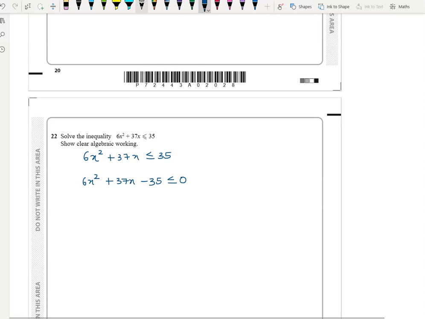To work it out, we'll take the function 6x square plus 37x minus 35 equal to 0 to solve it and find the critical values. Now to solve this, you can use the help of your calculator. Go to the option mode 3, enter the values of a, b and c. It will give you the answers.